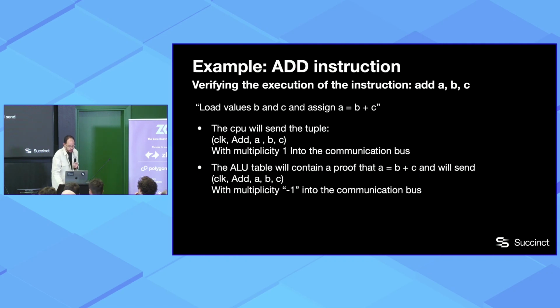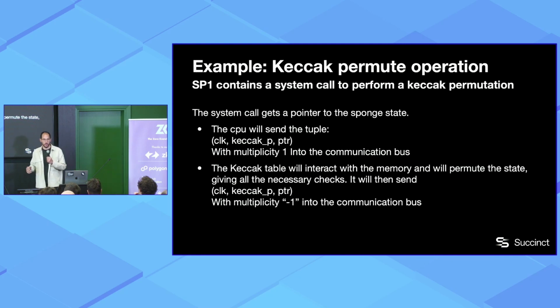Let's see what happens with the precompile. So the same principle, let's say I want to make a Keccak permutation, and I have the pointer to the sponge state. Then the CPU will just say, oh, Keccak permute this sponge slice, and put the pointer into the bus. And the bus will then have to satisfy it. So the Keccak table will actually interact with memory on its own, because everything is done through the lookup. We'll make the proof that it's valid, and we'll put the same tuple back into the bus with multiplicity -1. So that's basically how everything is glued together.